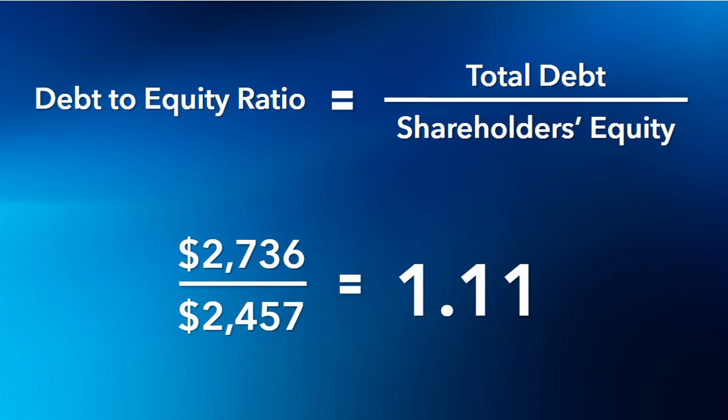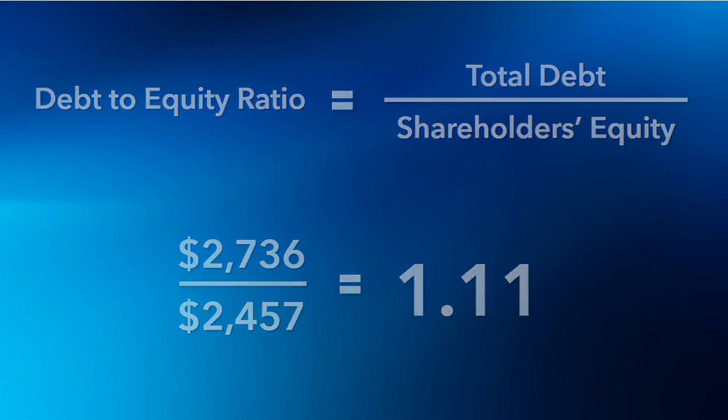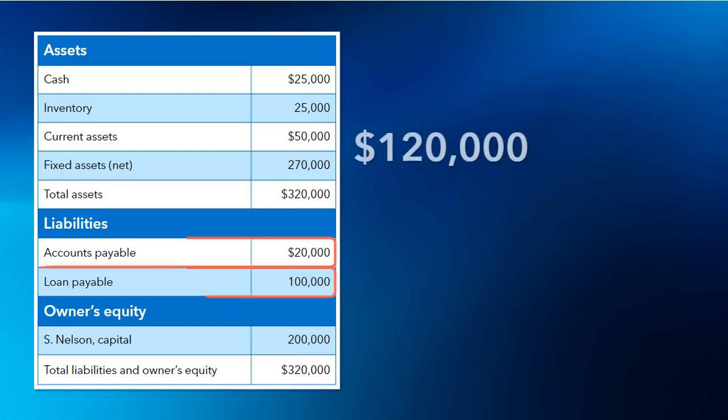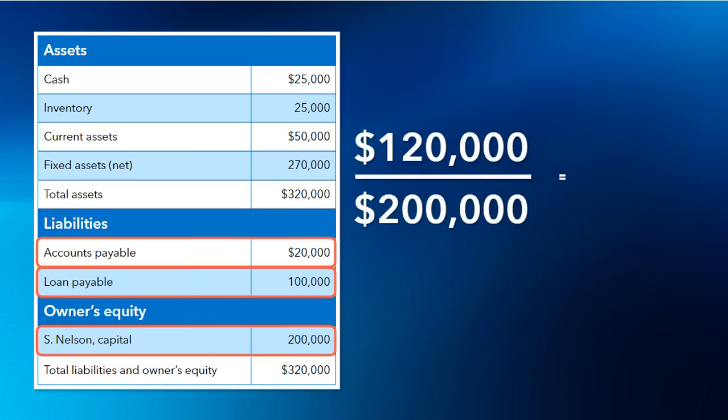Let's look at an example using a simple balance sheet. In this example, you can calculate the debt-equity ratio by using the formula $120,000 divided by $200,000. This formula returns the debt-equity ratio of 0.6. Therefore, this company's long-term debt equals 0.6 or 60% of its owner's equity.